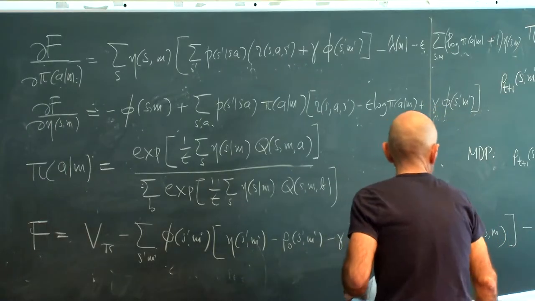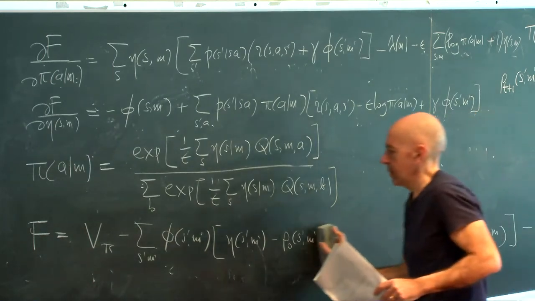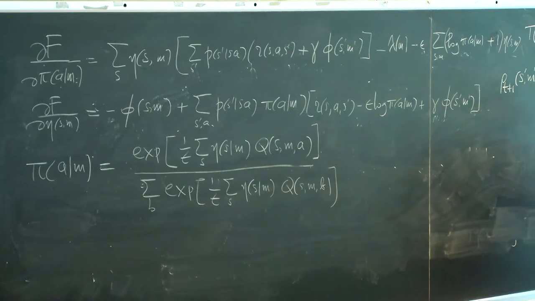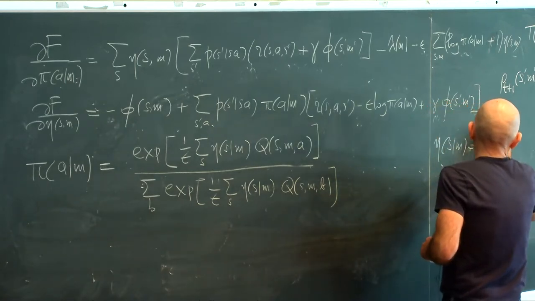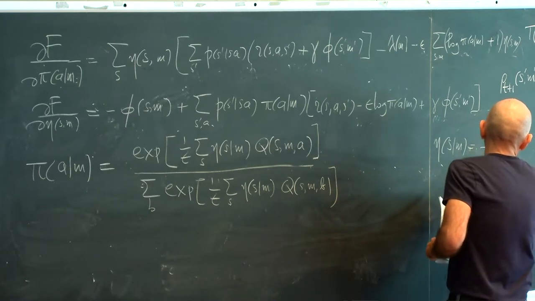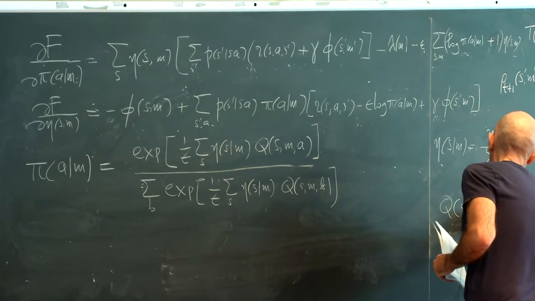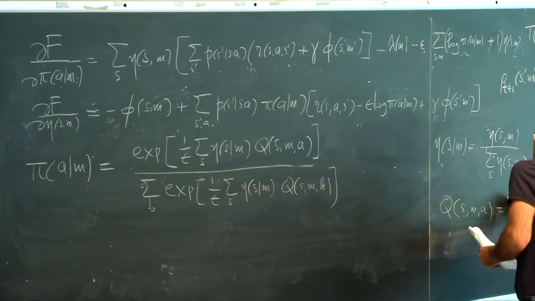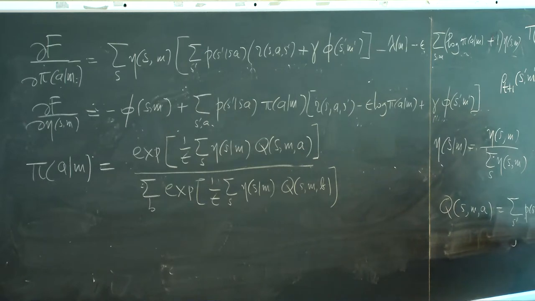Where I have defined, so let me erase all of this. Where I have defined this eta s conditioned on M as eta s M divided by the sum over s of eta s M. And I have defined the quality function for a state, memory and action as the sum over s prime of P S prime given S A times R S A S prime, times Q S gamma 5.